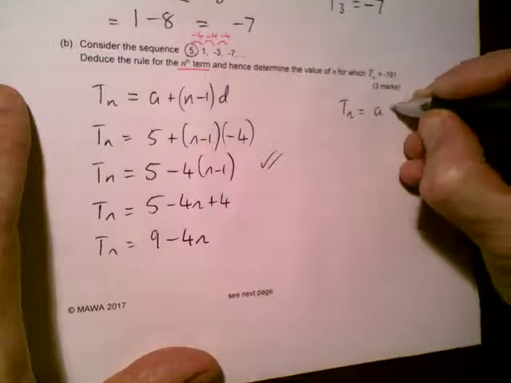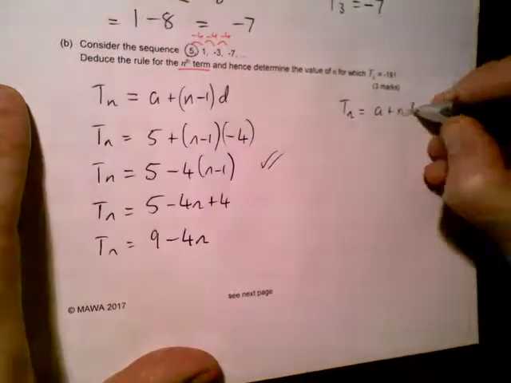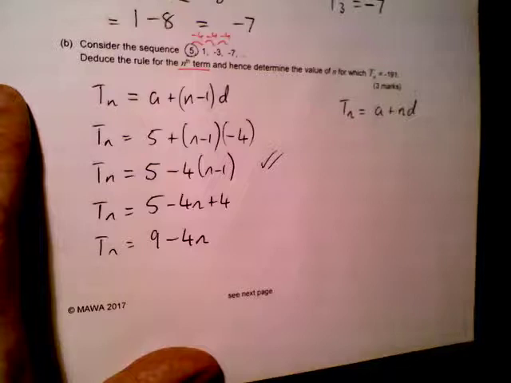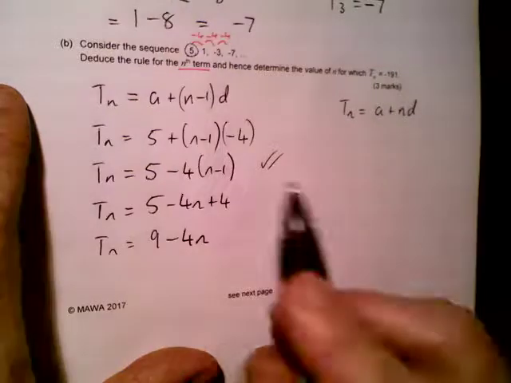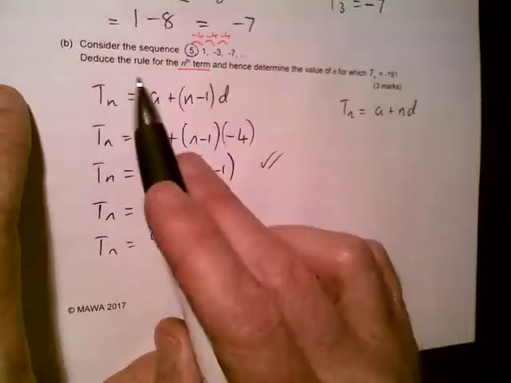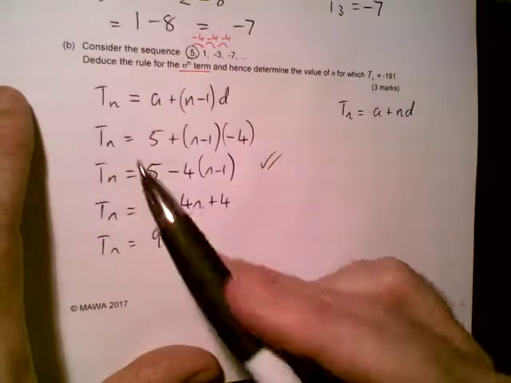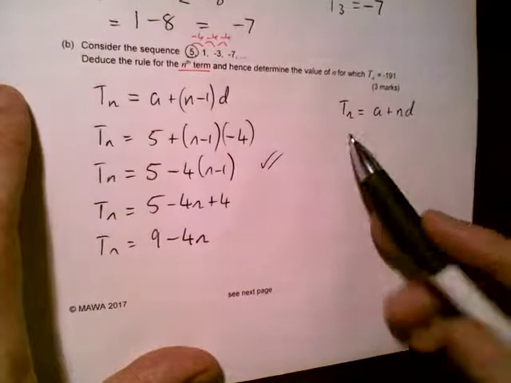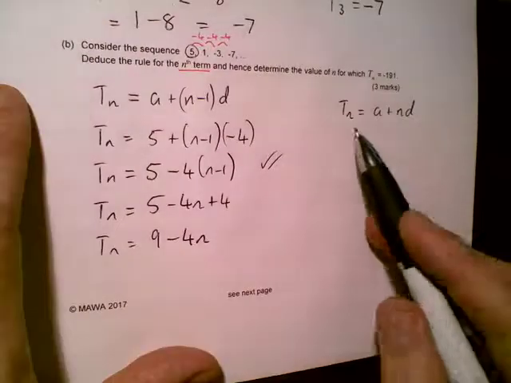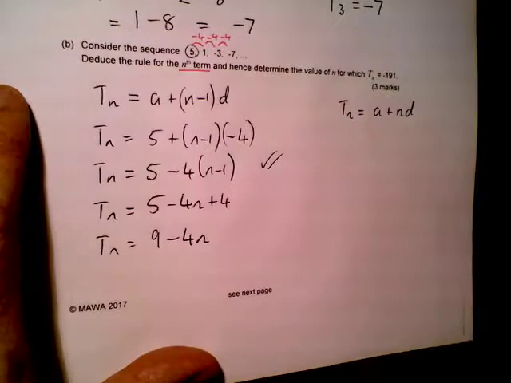Tn is equal to A plus ND. Just be aware of that, I guess. Generally speaking, I like to use this one here, which is for any sequences where we've got a first term. If there's an initial value, a T0 value, a lot of finance applications are like that, you can use this rule here.